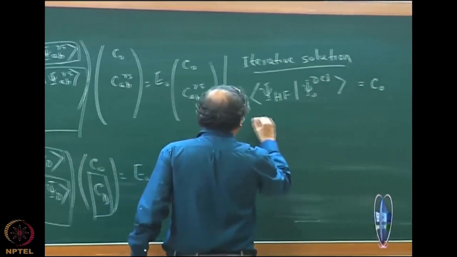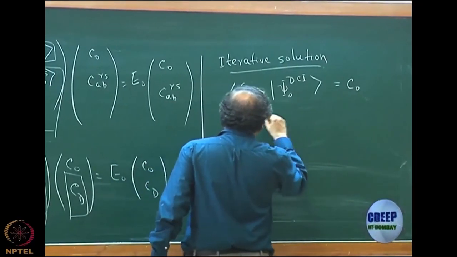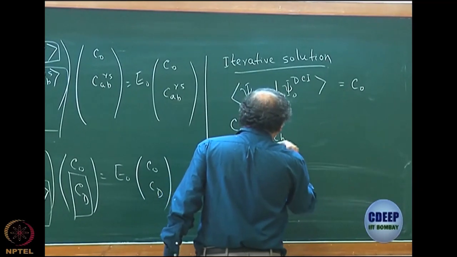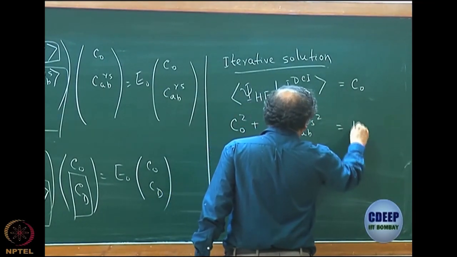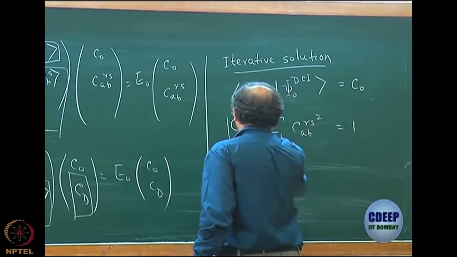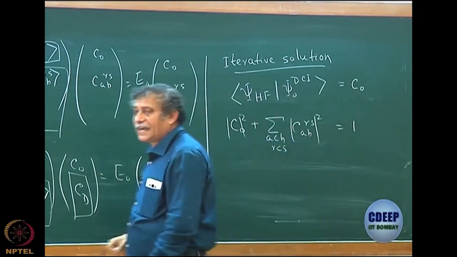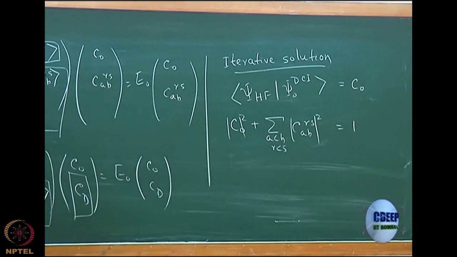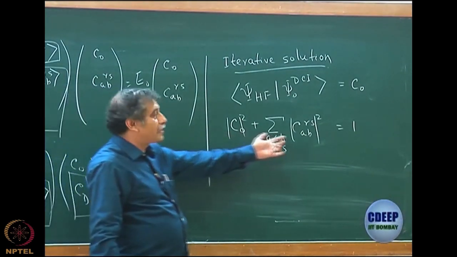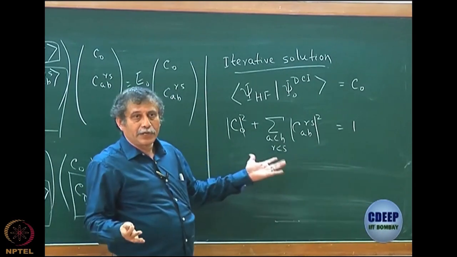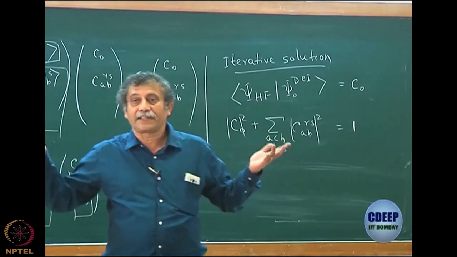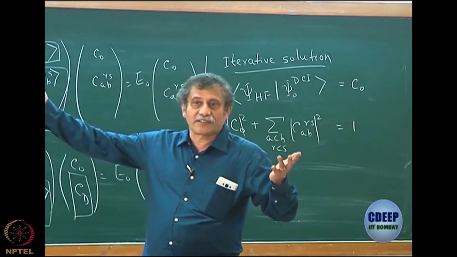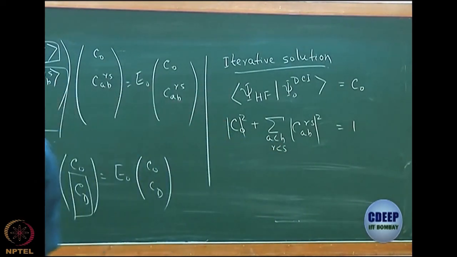And of course, C0 squared plus all the coefficients C_ab^rs mod squared, with a less than b, r less than s, equal to 1. You can call this mod square, right? That's the normal normalization. But obviously, this is the most dominating term, and these are very, very small. Typically, when you do a CI, this C naught may be 0.95, 96, 97. So you can imagine that it is very, very large.